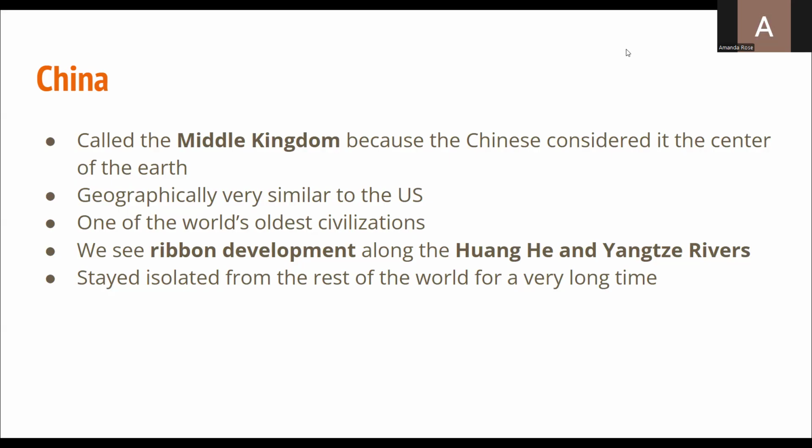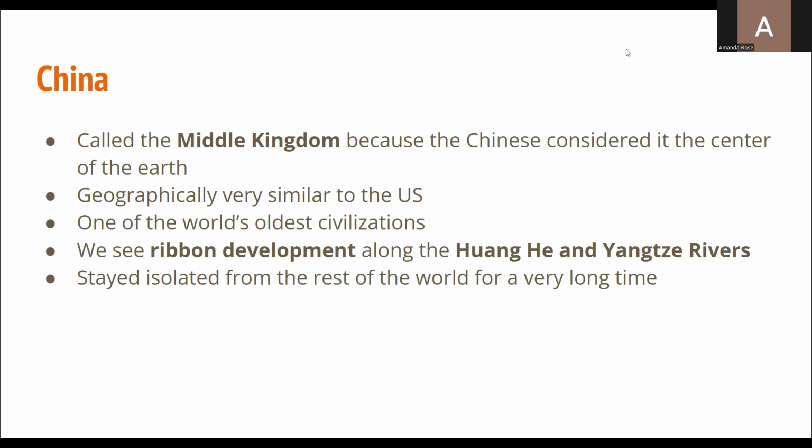This is also one of the world's oldest civilizations. The earliest Chinese lived in the fertile valley of China's 2 major river systems, the Huanghe or the Yellow and the Yangtze River. In this respect, ancient China was similar to a lot of other early river valley civilizations. So, yet again, we see that China is an example of ribbon development.